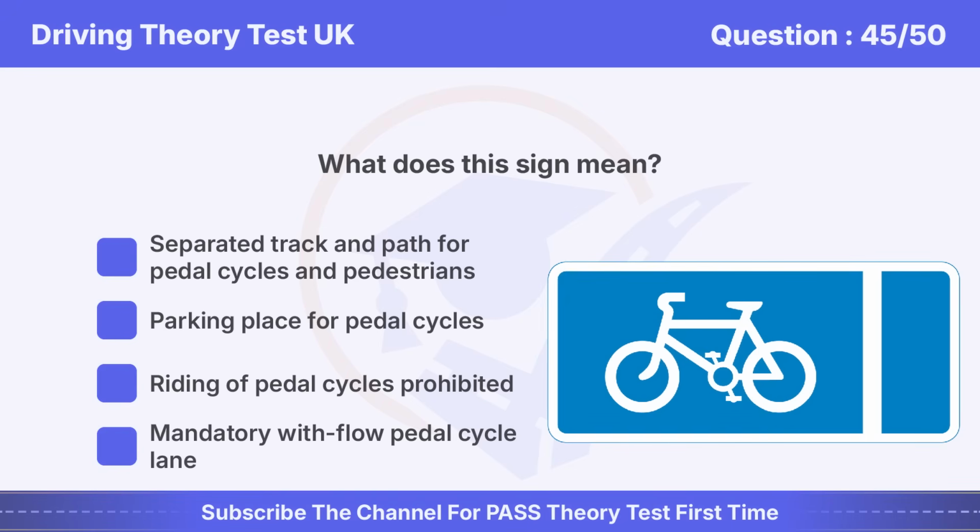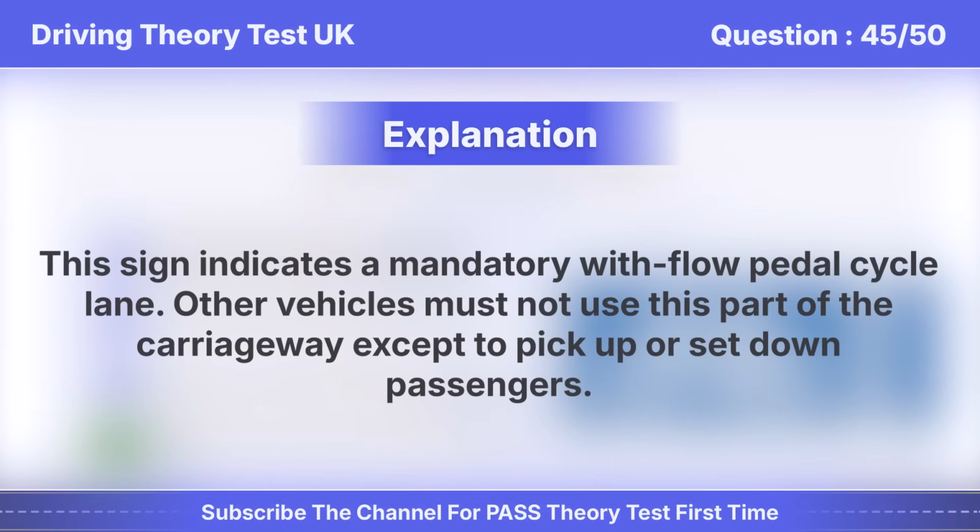Question 45. What does this sign mean? Answer is D. Mandatory with flow pedal cycle lane. This sign indicates a mandatory with flow pedal cycle lane. Other vehicles must not use this part of the carriageway except to pick up or set down passengers.